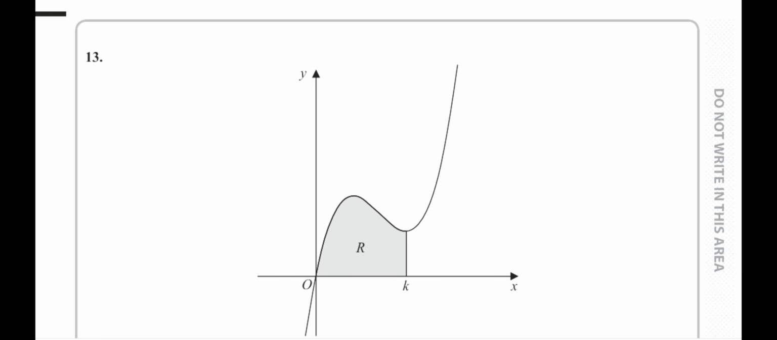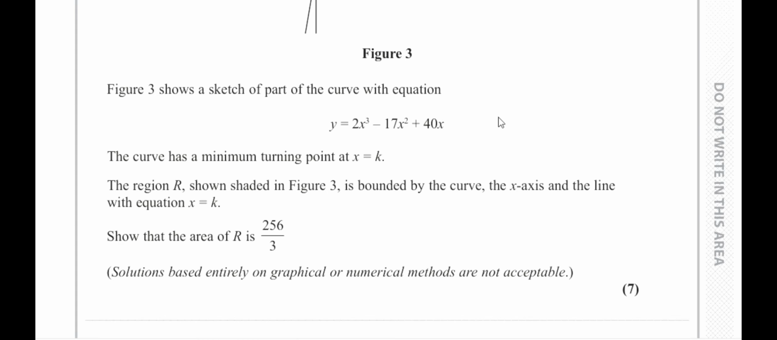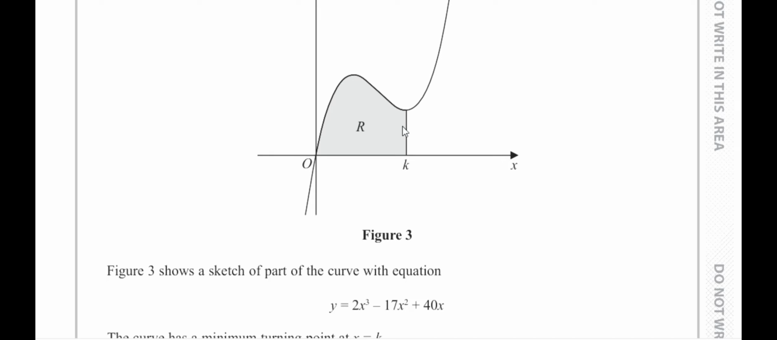Question 13. Figure 3 shows a sketch of part of the curve with the equation y equals 2x cubed minus 17x squared plus 40x. The curve has a minimum turning point at x equals k. The region R, shown shaded, is bounded by the curve, the x-axis, and the line with equation x equals k. Show that the area of R is 256 over 3. Looking at the graph of the curve, you can see area R will be integration of the curve between x values of 0 and k.